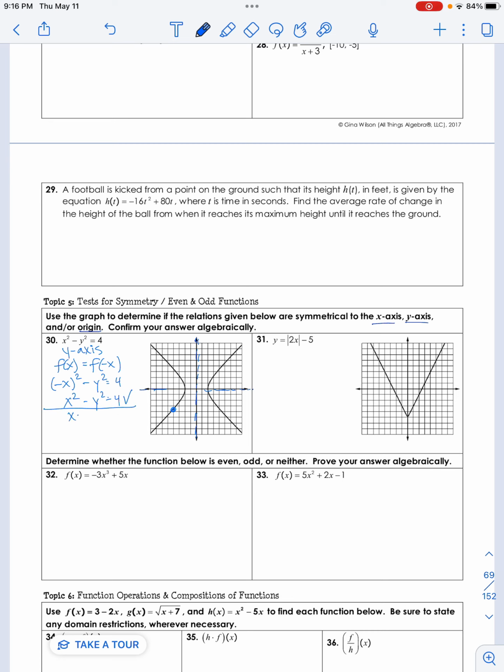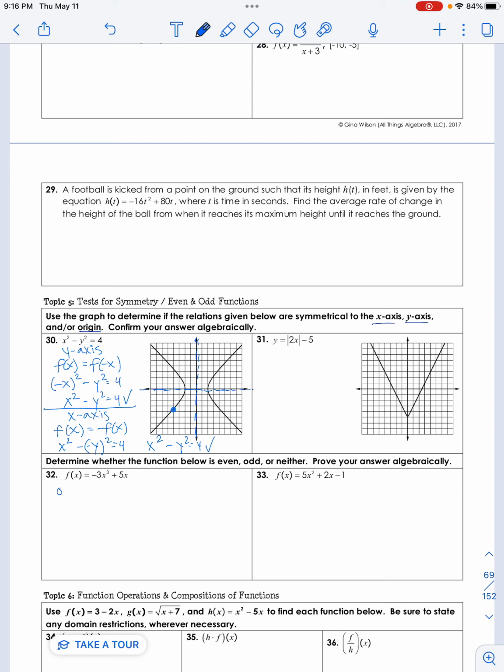Now for x-axis symmetry, that's if I reflect it over the x-axis. Do I get the same thing? Does f of x equal negative f of x? Well, if I take positive x values and then I take negative y values, do I get the same thing? I do. I get x squared minus y squared equals 4, which is my original.